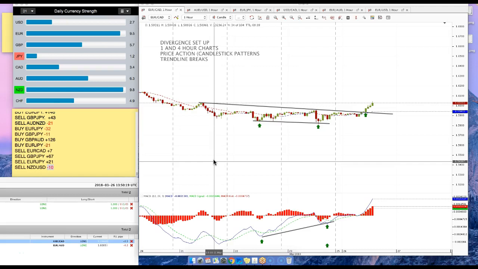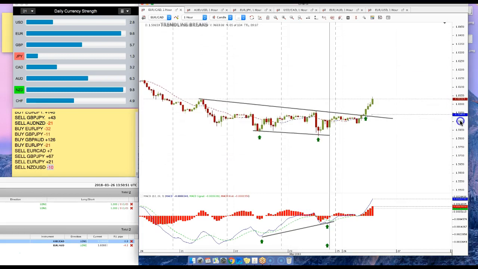divergence setups. In this particular example, we're going to be using the 1 and 4 hour charts. Usually when we see divergence on any particular time frame, and in this case a 1 hour chart, we always need to go to the next highest time frame, which in this case, again, is the 4 hour chart for confirmation. We'll also be using price action, which are candlestick patterns and trend line breaks. So let's get started.